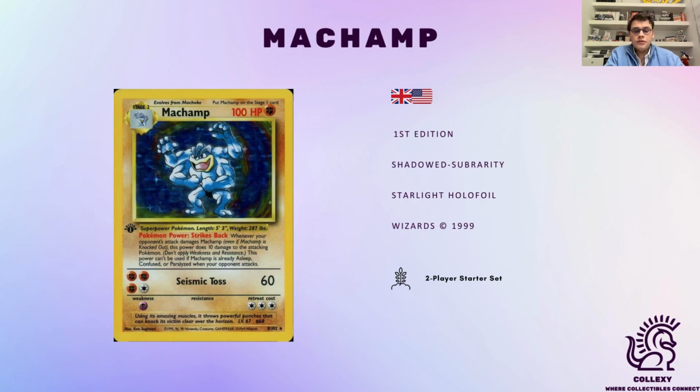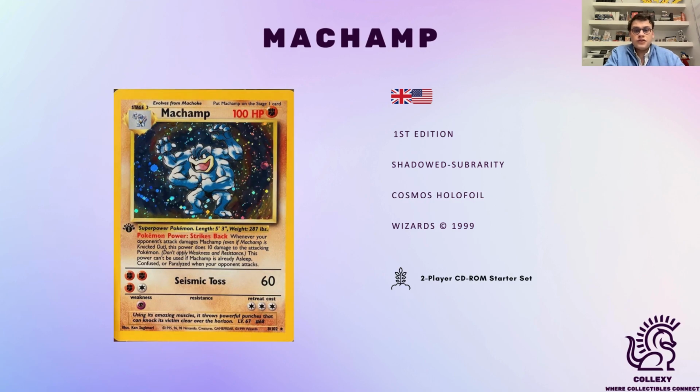Just like the first print run, this variant of Machamp is also part of the two-player starter set. The only difference here is that this is a shadowed variant and not a shadowless variant, due to the presence of a shadow on the right-hand side and on the bottom of the art box and the absence of the 99 in the Nintendo copyright year.